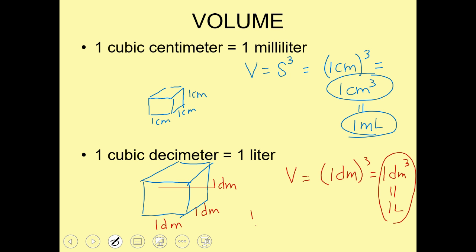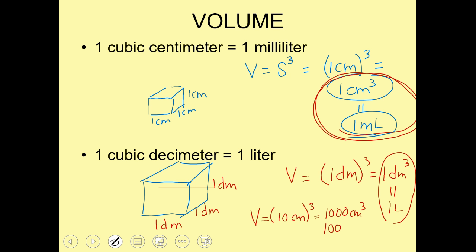If we did the volume in centimeters, it'd be 10 centimeters on each side cubed. 10 cubed is 1,000. 1,000 cubic centimeters. Remember that a cubic centimeter and a milliliter are the same thing. That's 1,000 milliliters. And milli, by definition, is 1/1000th of a liter. So if you have 1,000 of them, you have a liter.